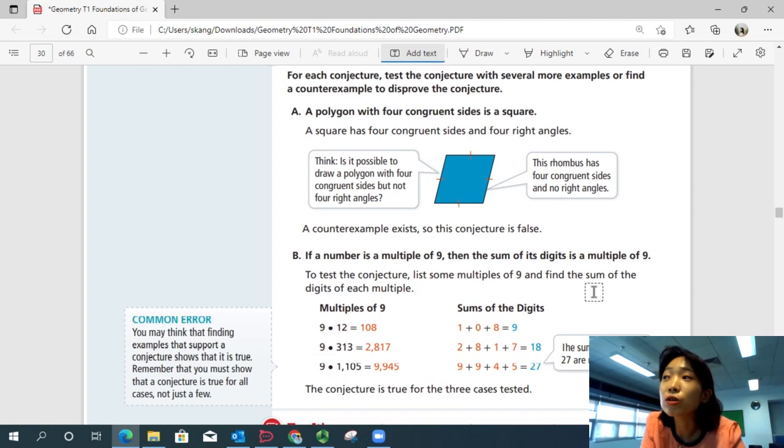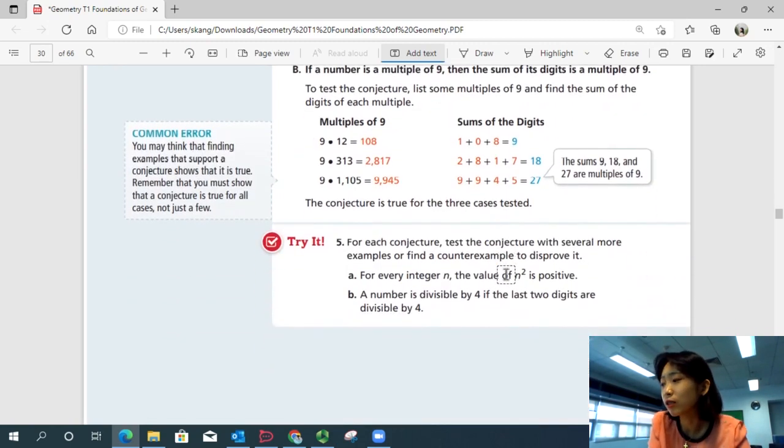So the conjecture is true for the 3 cases tested, but obviously you can't test the infinite amount of cases that you can think of, right? So you're just going to say, for the conjecture that we tested, it is true. It doesn't mean it proves it correct or true, but for the cases that we tested, it is true. All right, let's look at the last example.